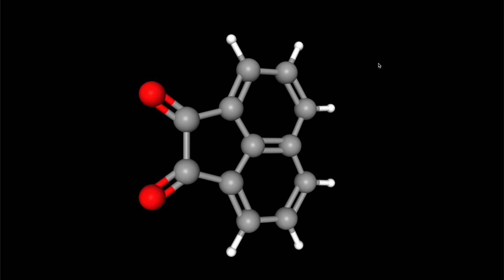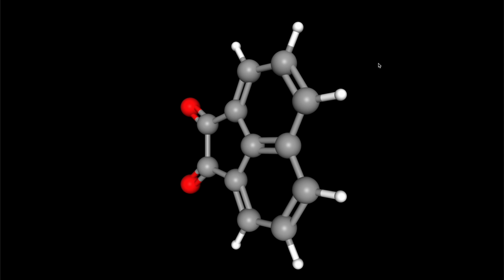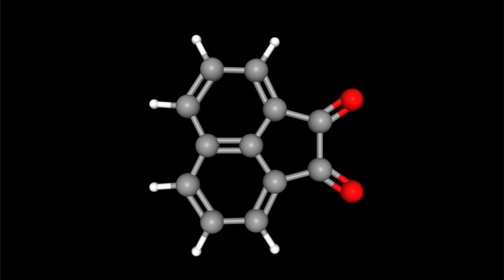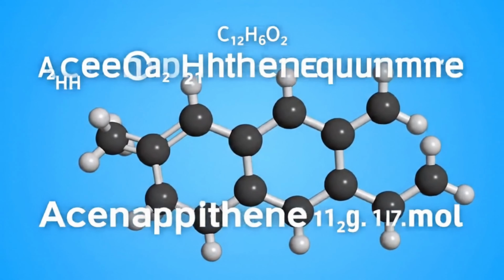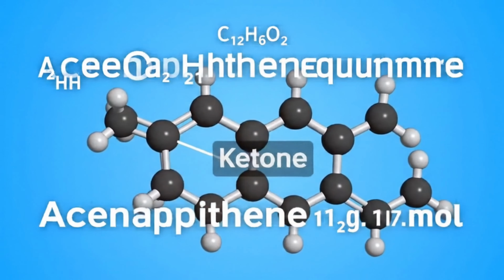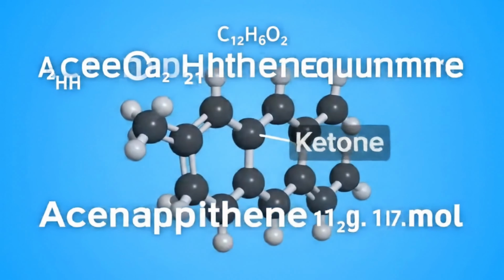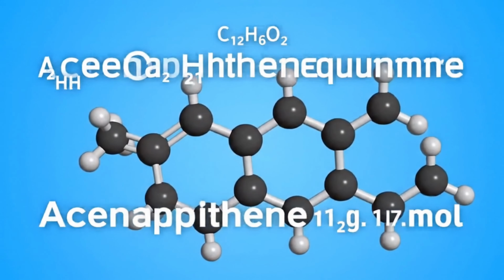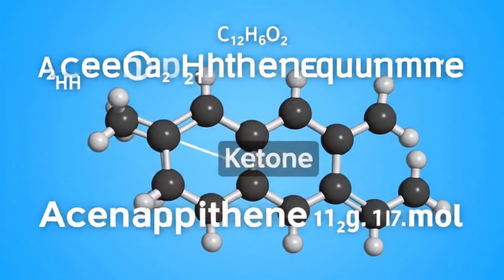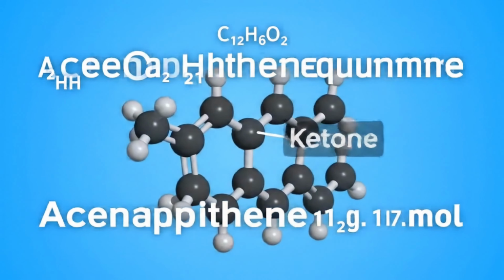Well, it's an organic compound with the molecular formula C₁₂H₆O₂, and it has a molecular weight of 182.17 grams per mole. Its CAS number, which is like a unique ID for chemicals, is 82860. If you look at its structure, you'll see it's made up of a naphthalene backbone.